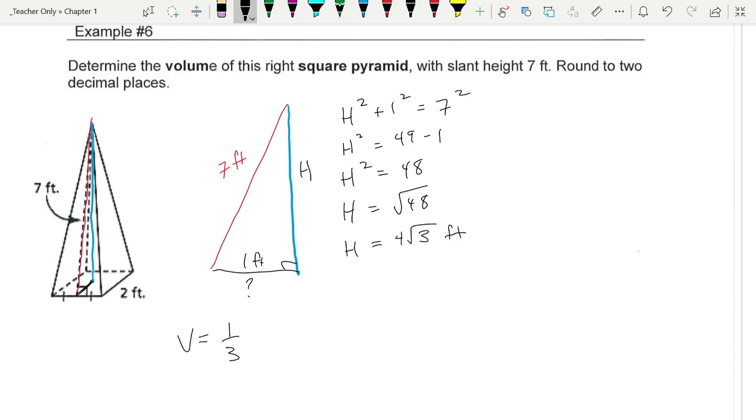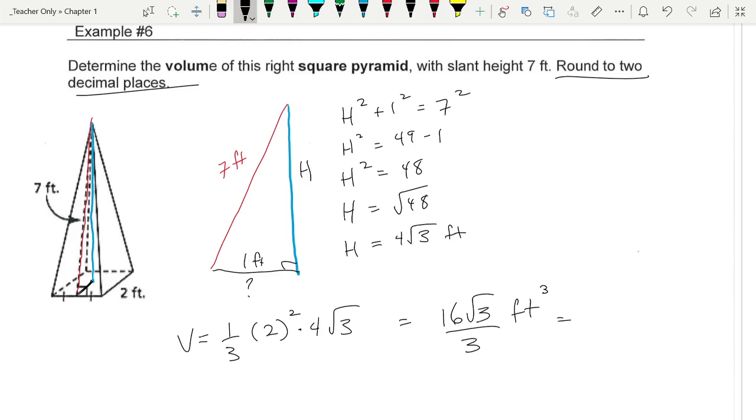Well, it's a square, so it's 2 times 2. I'll just say 2 squared, times how tall it is, 4 root 3. So my fancy answer would be 4 times 4 is 16, so 16 root 3 over 3 feet cubed. But it does say it doesn't want a fancy answer, it wants a decimal.